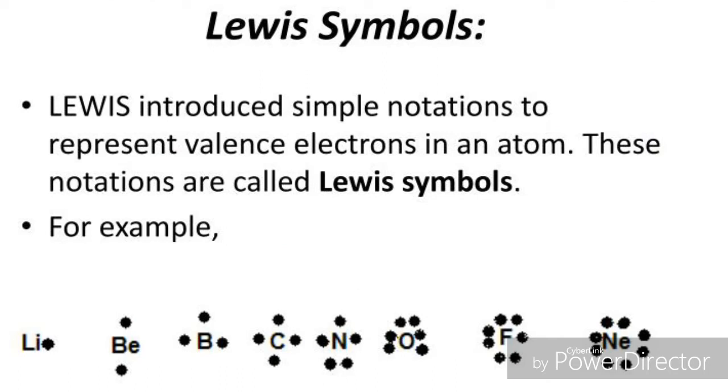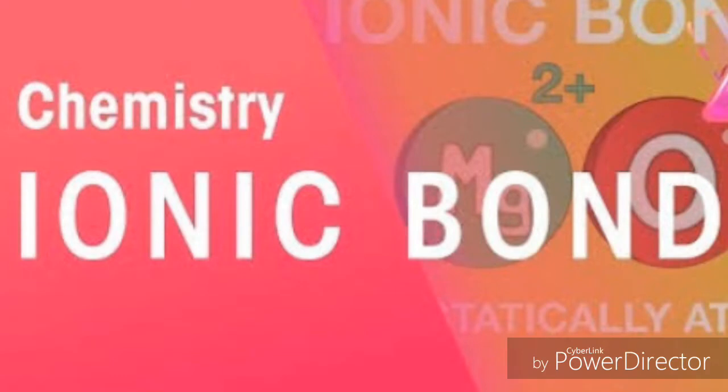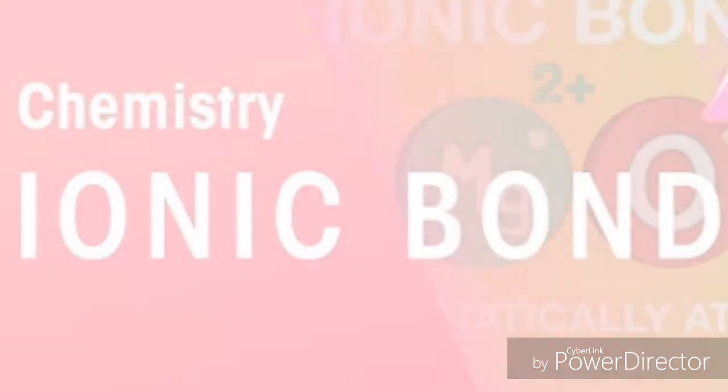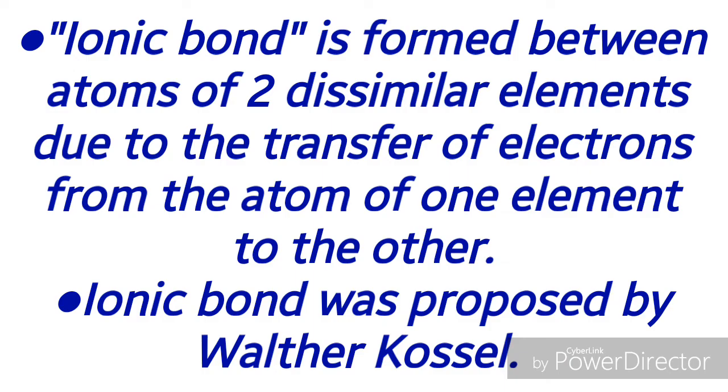Students, here you can observe Lewis dot structures of different elements: lithium, beryllium, boron, carbon, nitrogen, oxygen, fluorine and neon. Neon, you see, has 8 electrons surrounding it in the outermost shell, a filled octet. Neon is a noble gas, atomic number 10.